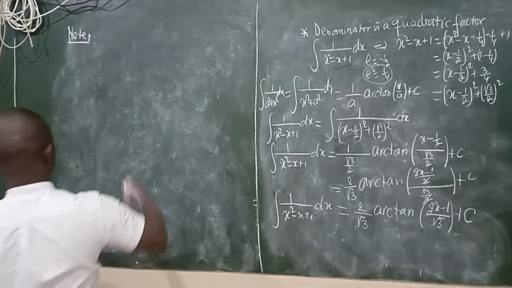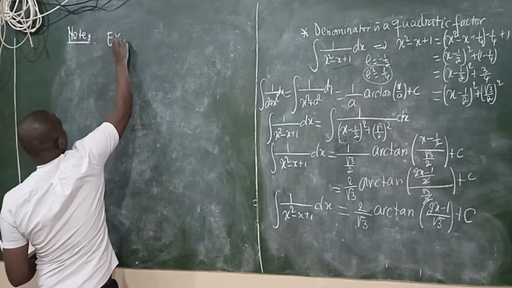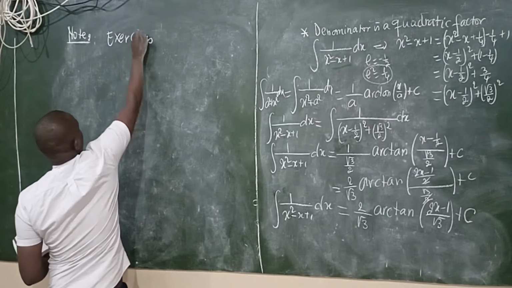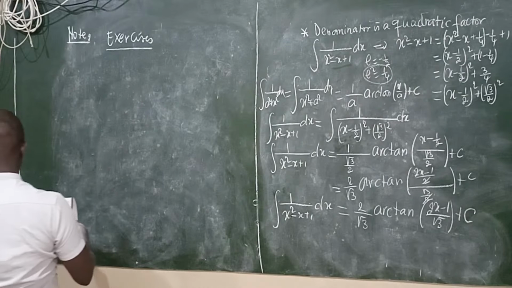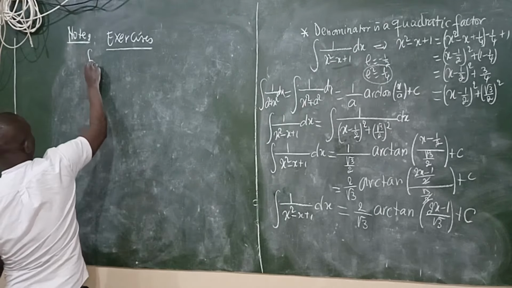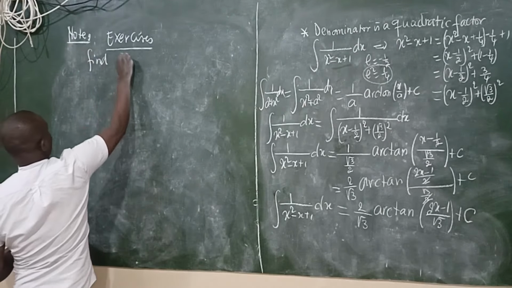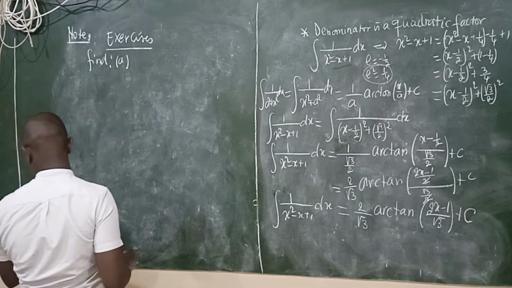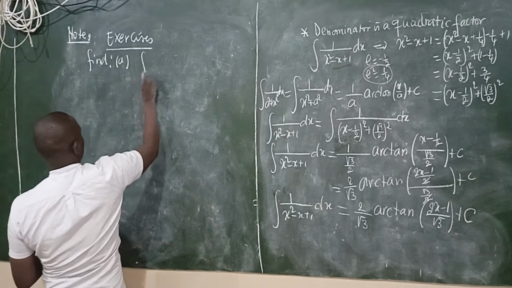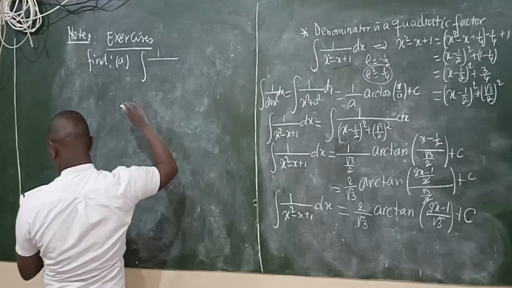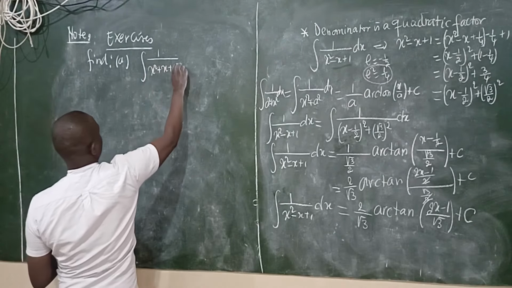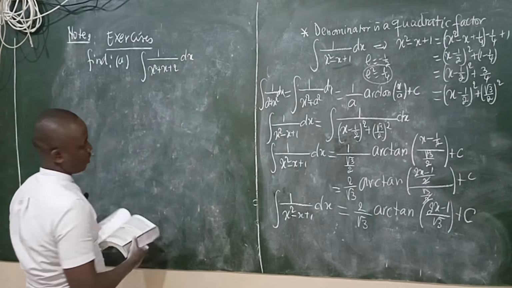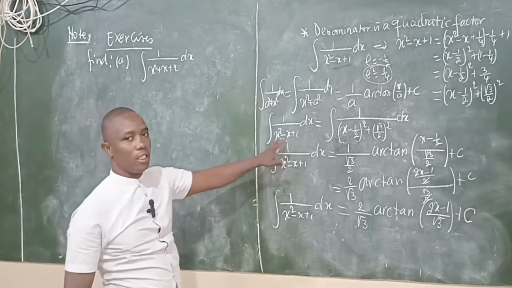Exercises. Find A. Here is the integral of 1 by x squared plus x plus 2 dx. You see, it will be done in the same way like this.